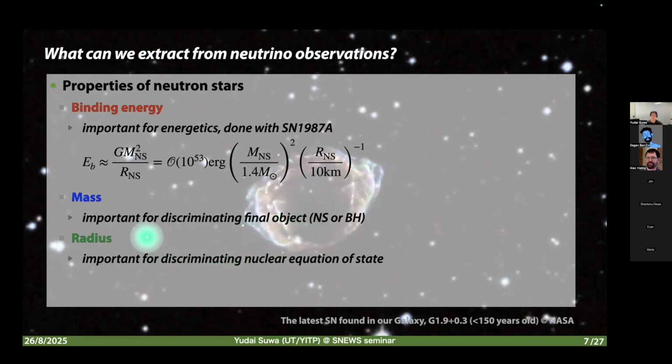So radius is also important because in order to discriminate the nuclear equation of state, radius information is pretty crucial, because I will show you later that once we can estimate a radius, we can say which nuclear equation of state is more realistic. So to do this kind of physics, we need to estimate mass and radius independently. And the question is whether we can do this kind of physics or not.